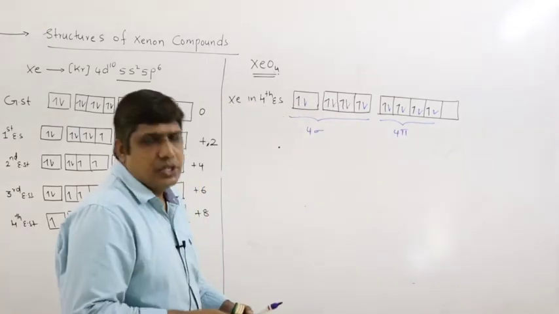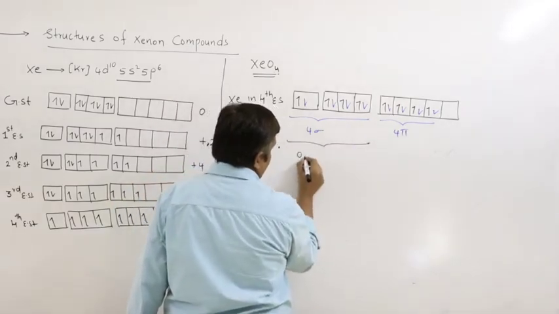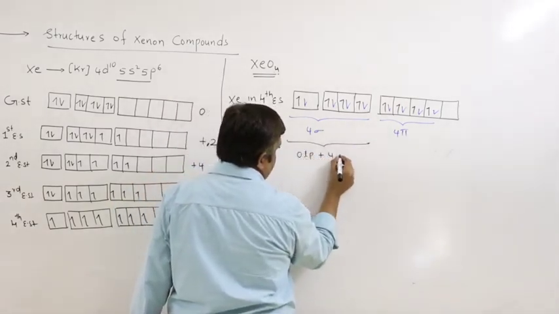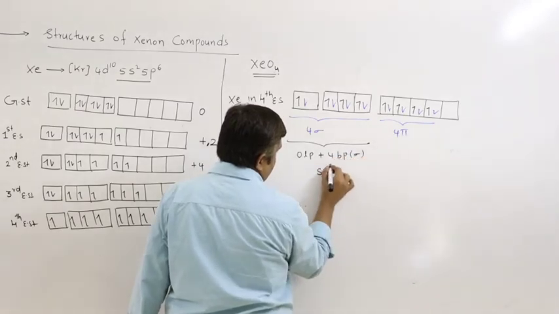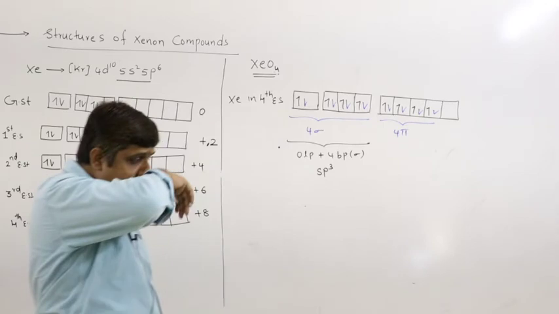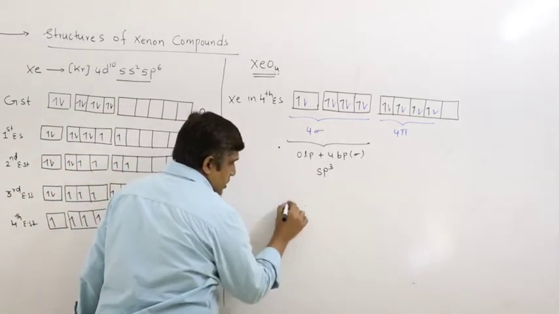So, 0 lone pairs, only sigma bonds. Therefore, 0 lone pairs, 4 sigma bonds, 4 bond pairs. Therefore, hybridization is sp3. So, xenon is the central atom.